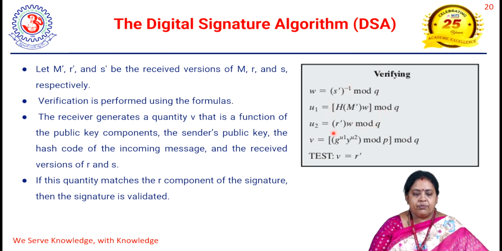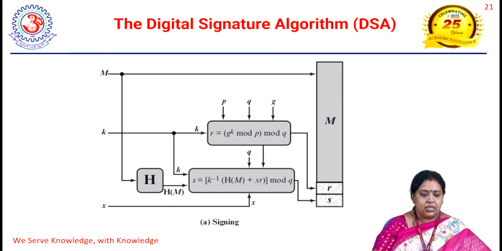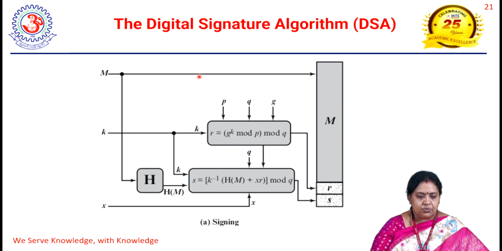Like that we get the component called V. This V is compared with the received R component. Only if it matches, the signature is valid. That is what we call the DSA approach. This can be seen by using this diagram. Look at this diagram.